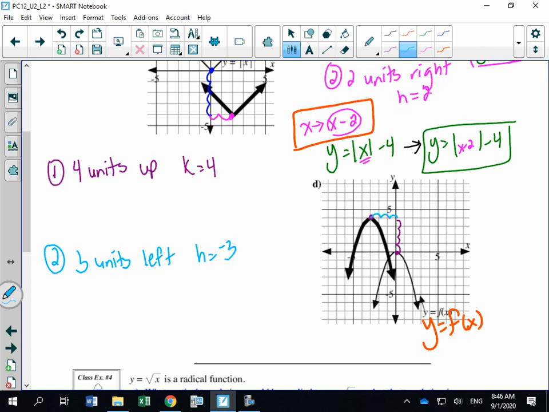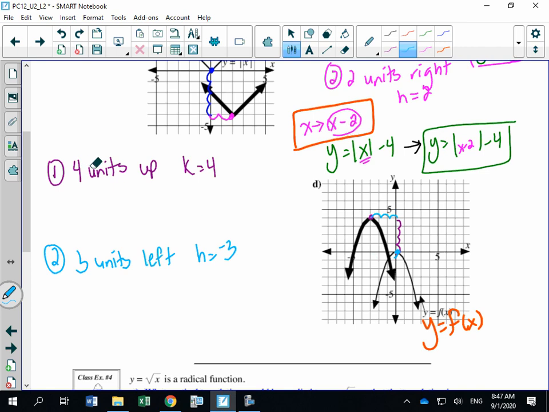Some students would say to me, Mrs. King, could I have counted it slightly different? So for example, could I have started with the h first? And I would have said absolutely. Starting with the h first, you'd go 1, 2, 3 units left, and then you could have counted 4 up. You'll get the exact same answer. Okay, so it doesn't matter if we start with the h or the k.